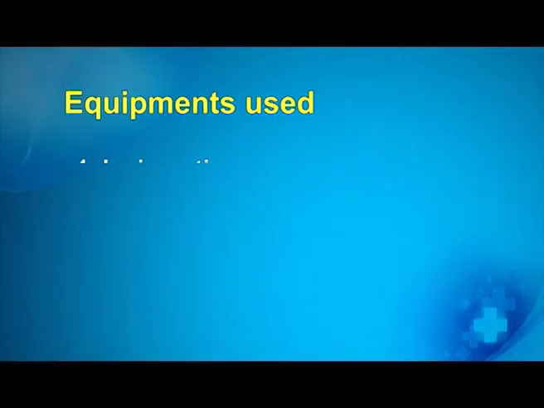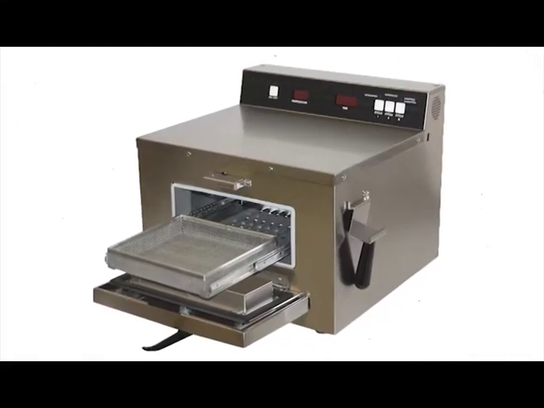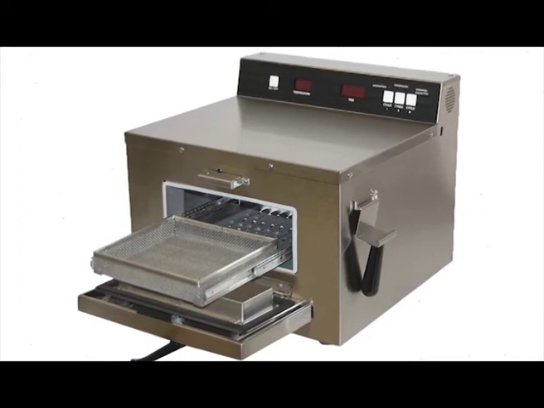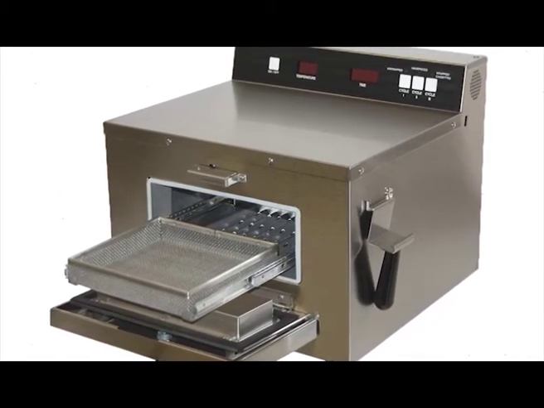Second method is dry heat sterilization method. The equipments used are incineration, red heat, flaming, hot air oven. Conditions are 160 to 180 degrees centigrade for 2 hours. The benefits of this method are good penetrability and non-corrosive nature. The applications are sterilizing glasswares and metal surgical instruments. It is also used for sterilizing non-aqueous thermostable liquids and thermostable powders.